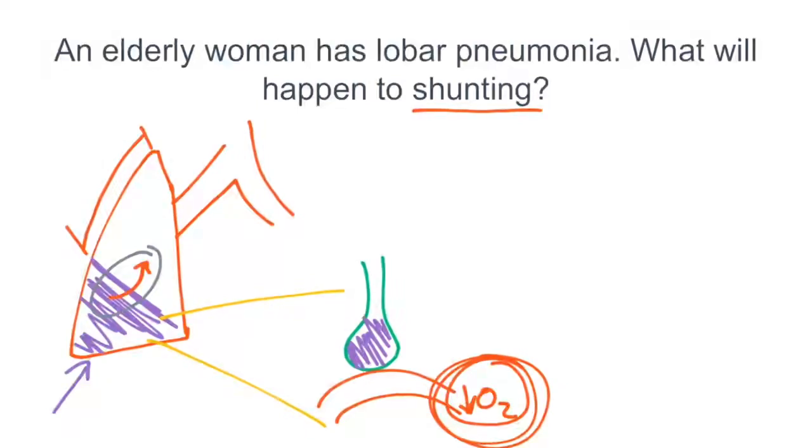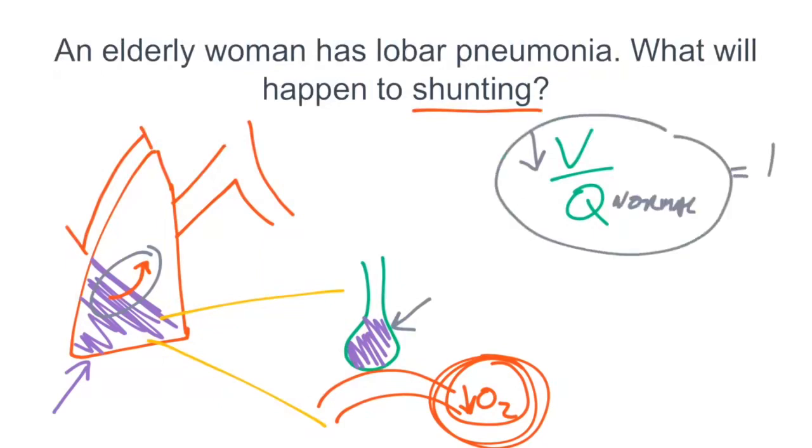To take this a step further, what will happen to the VQ ratio in this patient? So we know that the V for ventilation will be decreased significantly as a result of the fluid in the alveoli, and that perfusion Q will be decreased a little bit from the hypoxic vasoconstriction. However, we can mainly think of ventilation being primarily decreased and perfusion to the lung staying relatively normal. So we can safely say that the VQ ratio has decreased, which is causing the hypoxemia.